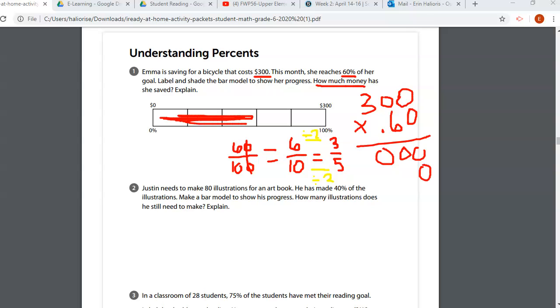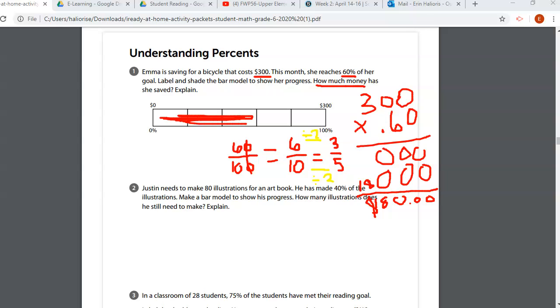Put your placeholder right there. 6 times 0 is 0. 6 times 0 is 0. 6 times 3 is 18. Add them up. And now for the decimal place, there's 2 numbers after this decimal, so 2 numbers after this decimal. So $180 is 60% of $300.